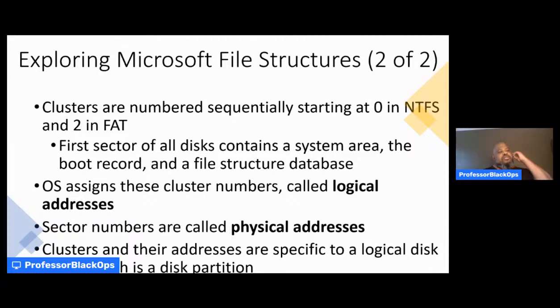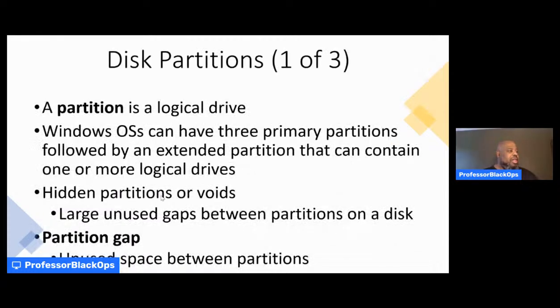Clusters are numbered essentially from 0 to N in NTFS. The first sector of the disk contains a system area with a boot record and file storage. The operating system assigns a cluster number called a logical address. Sector numbers are called physical addresses. Cluster addresses are specific to a logical disk within a disk partition. I think they've got a picture of that coming up.